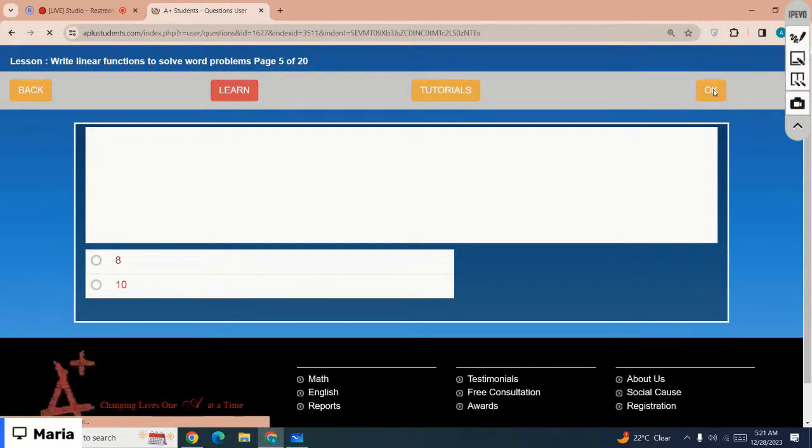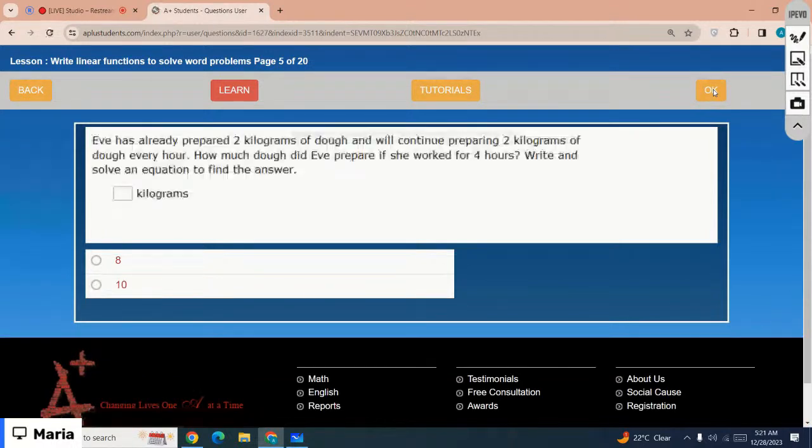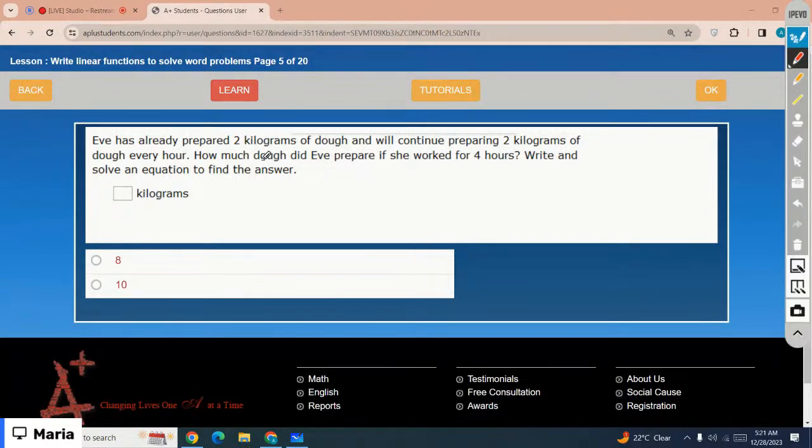Eve has already prepared 2 kilograms of dough, right? The one that she already did is the thing you have to put in the equation. And she continues preparing 2 kilograms of dough every hour, right? 2 kilograms every hour, so that is 2 times h. This is the equation. How much dough did Eve prepare if she worked for 4 hours? That means you are given h equals 4. So just solve the equation for 4. So which is the correct option?